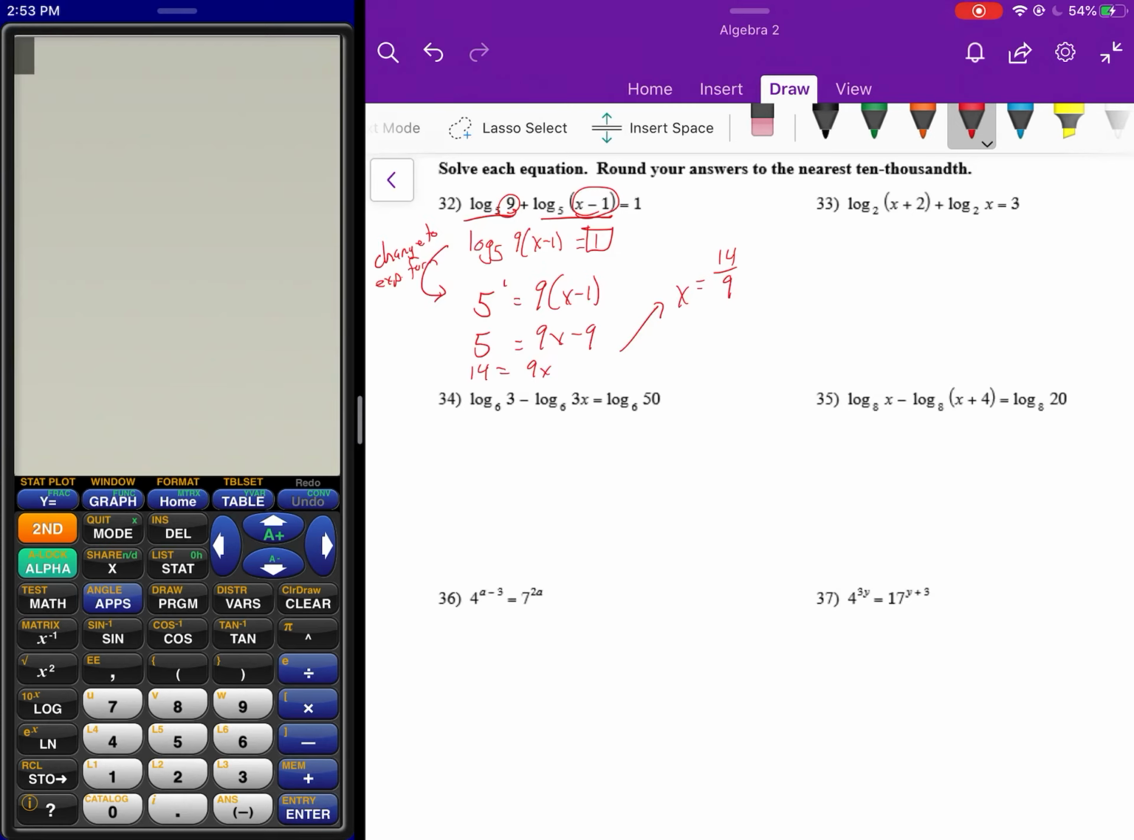33 is going to be similar, except here we have a 1. Here you'll have a 3, so it will actually end up being something cubed. Instead of the first power, you'll have something cubed.